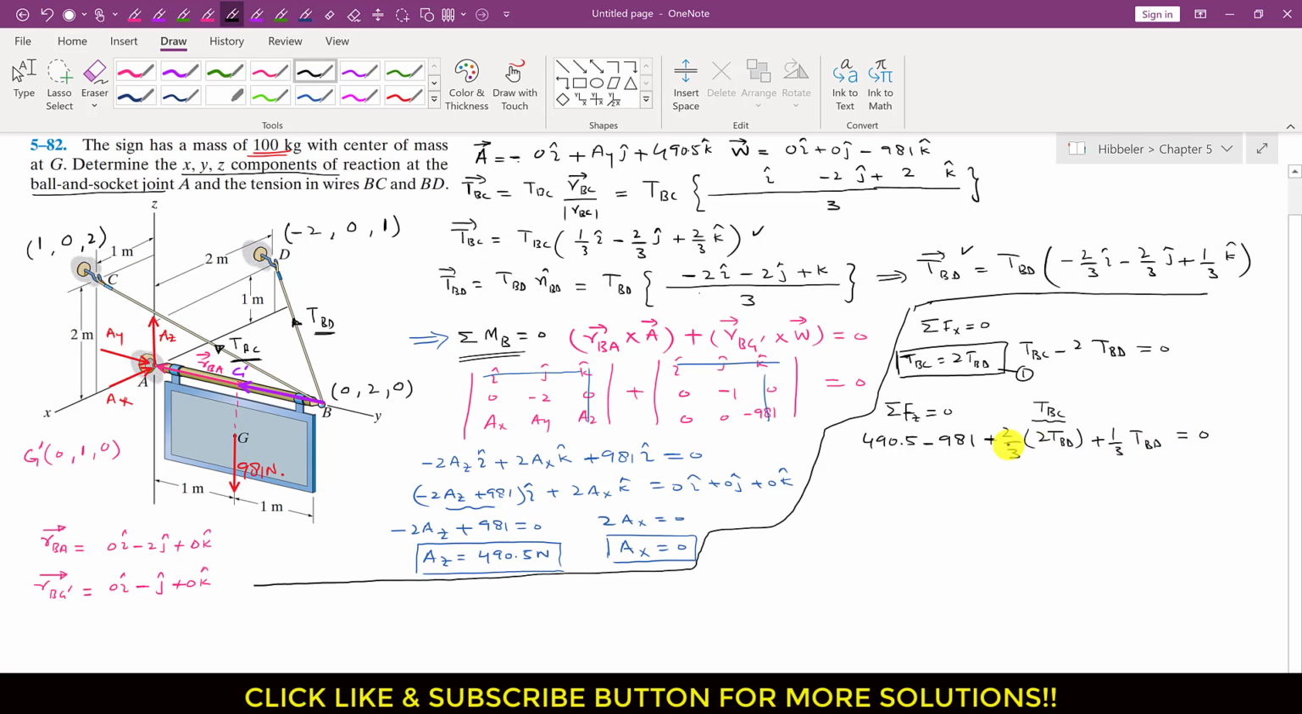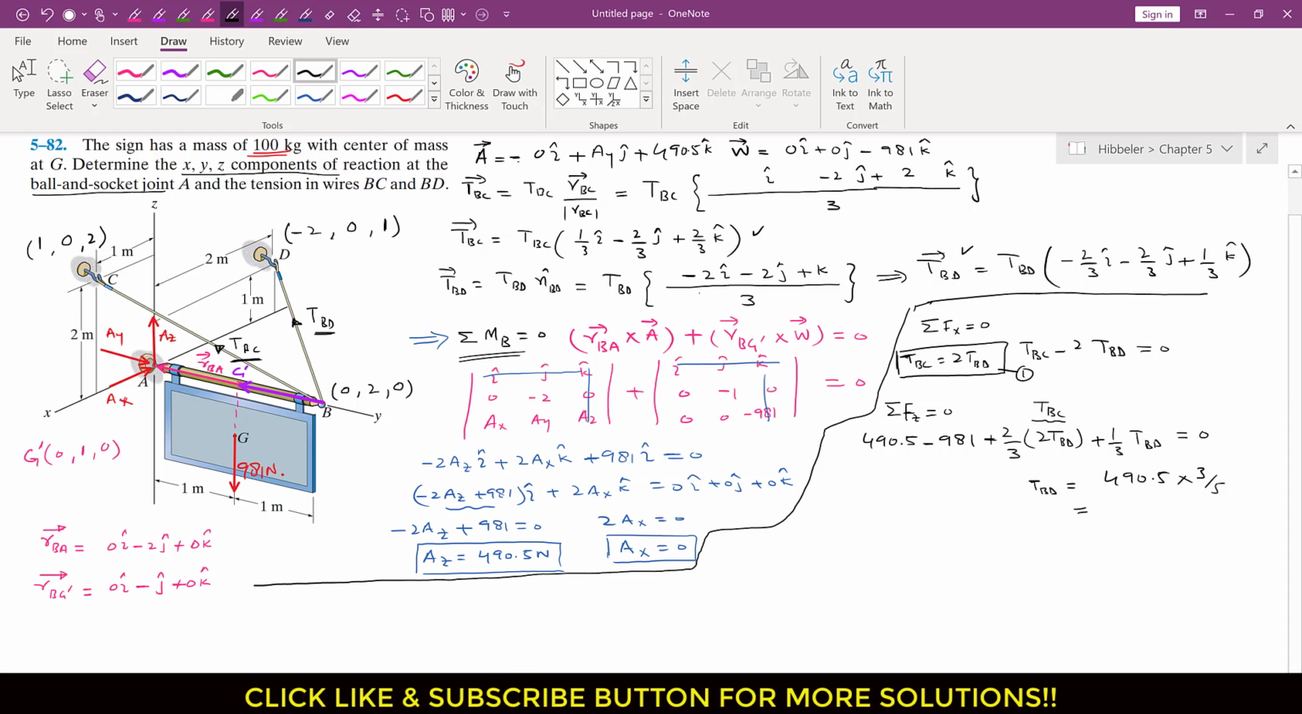So this will become 4 divided by 3 TBD plus 1 divided by 3 TBD, and if we bring this to the other side of the equation, this will be 981 minus 490.5, so this will give us 490.5 newtons. If we add this, it will be 5 divided by 3 TBD, right? If I multiply both sides by 3 divided by 5, this will give us TBD.